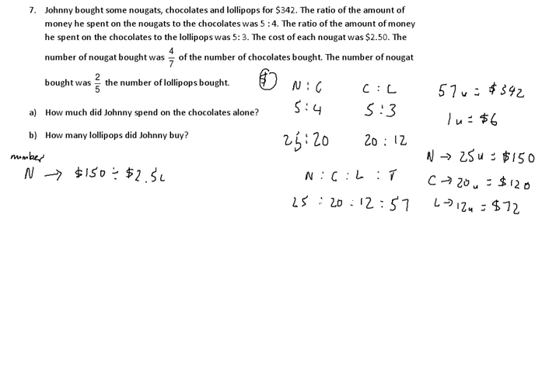So we know that he bought 60 nougats. Yes? Okay. Now, the number of nougats bought was 4/7 of the number of chocolates bought. So we can do another ratio here. So this is totally independent of the other side. Nougats was 4/7 of the chocolates. So nougats to chocolates, give me the ratio, Daryl.